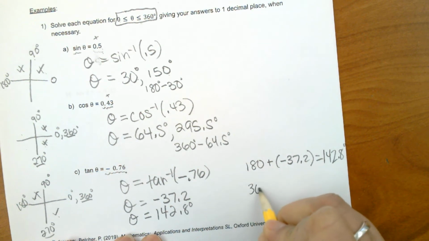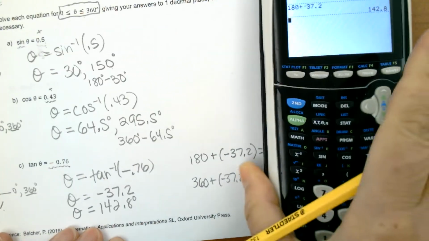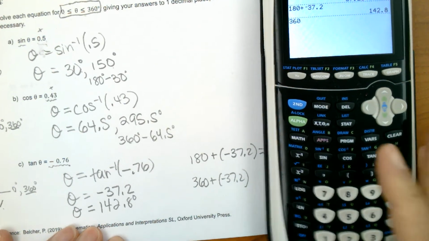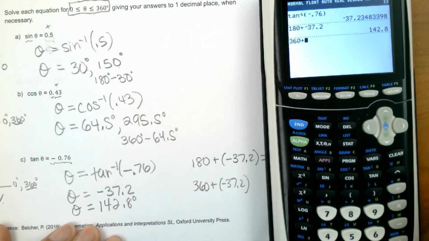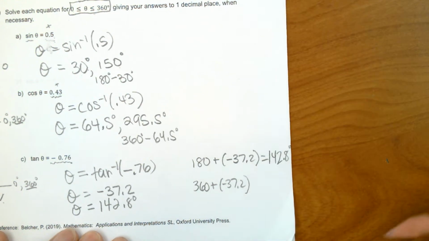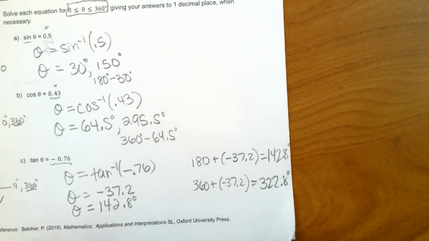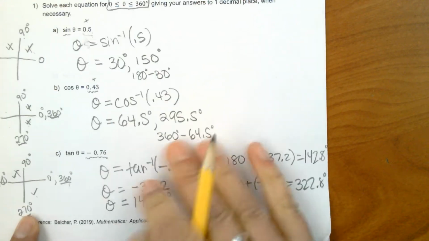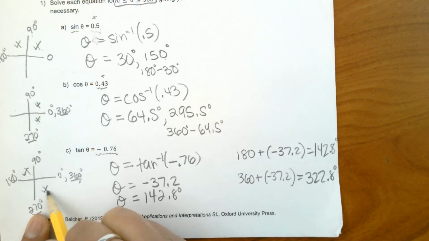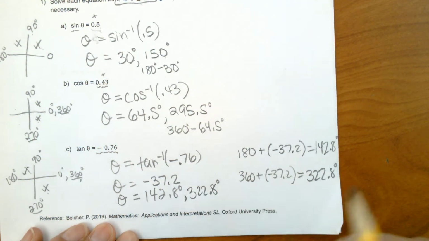All right, now we need it in the fourth quadrant. So you know what I'm going to do? I'm going to do the same thing, but with 360. Let's see what happens. Okay, so 360, can you see my calculator? Yes, plus negative 37.2, and yes, yay, 322.8. So this gives us 322.8 degrees. That is between 270 and 360 here, so I did meet that, so 322.8 degrees.